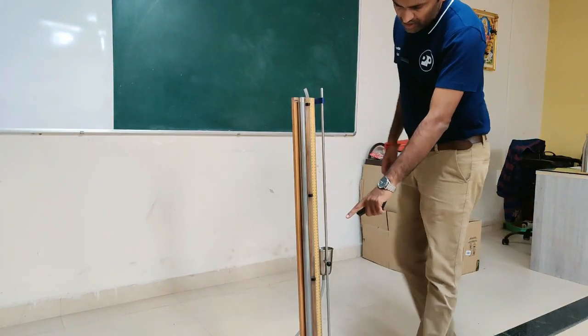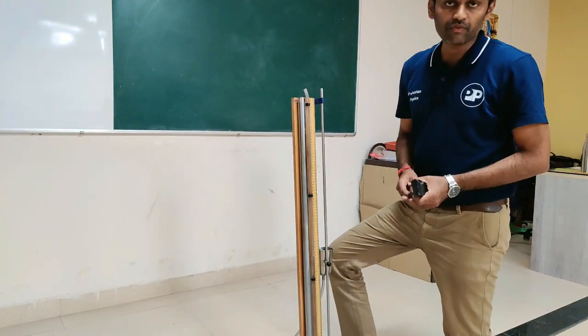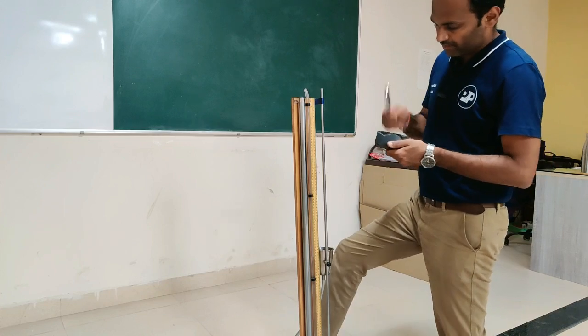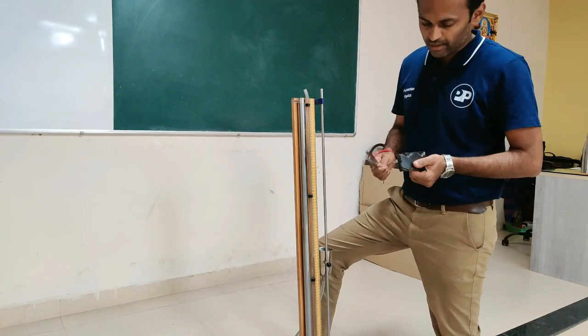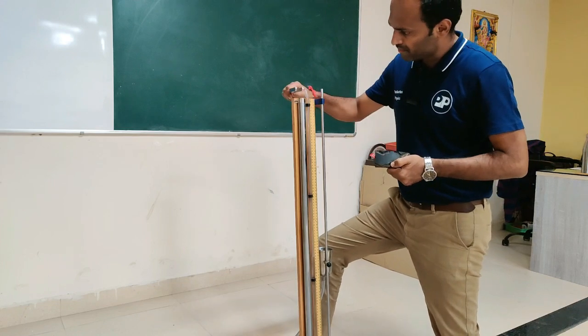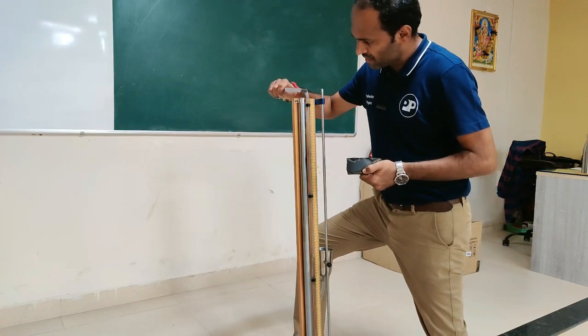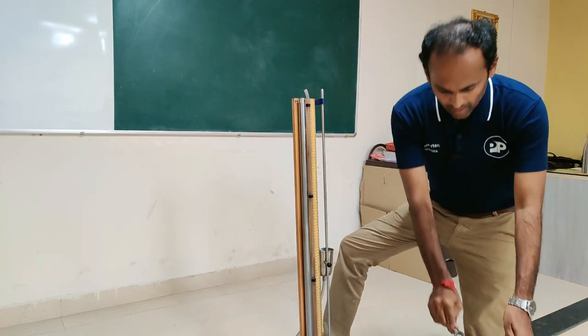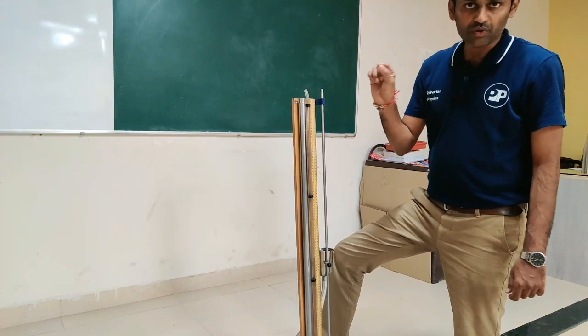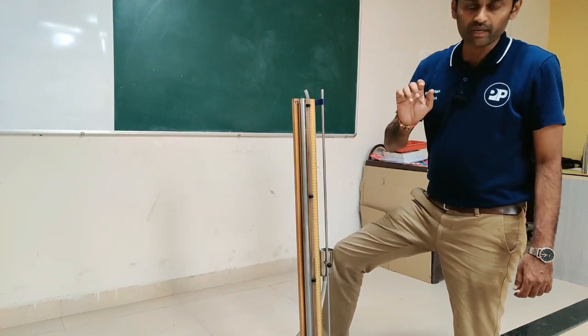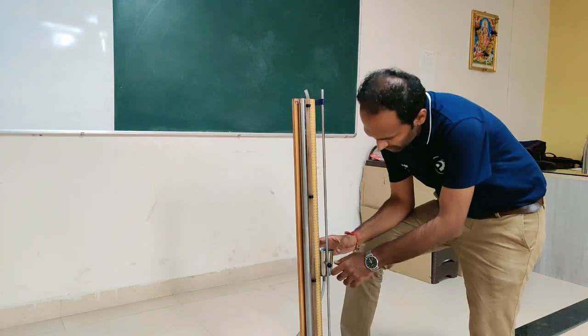So the water level is at 55 centimeter. Let us check the sound. Okay, sound is there, but it is very low. So what I will do, since the sound is very low, I will increase the length by 2 centimeter. It is at 55, I will keep it at 57 now.